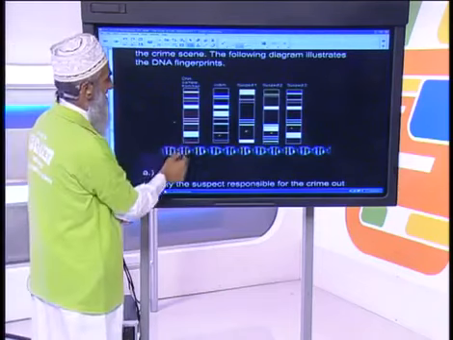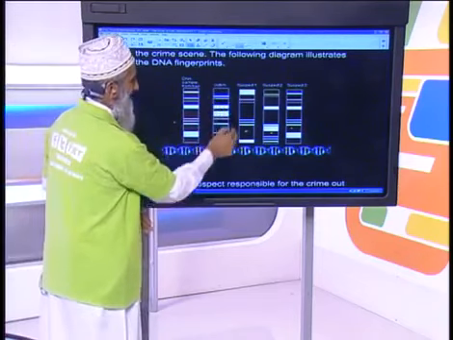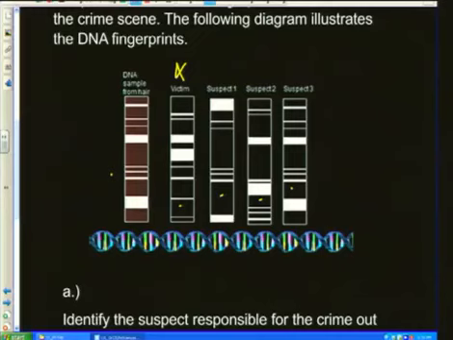Okay? So what do we do? We look at this DNA sample. Is it exactly like this one? No. Is it exactly like that one? Already on the top, it's wrong. Is it exactly like that one? No. Is it exactly like that one there? Yes, it does. So this one here is the suspect, suspect 3.